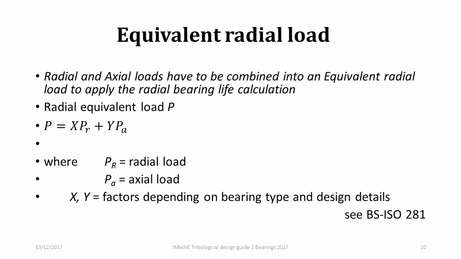So you may have noticed there was a thing called PR, the equivalent radial load. We need this little mathematical device to deal with a situation where the load may not be pure radial, but a combination of radial and axial loads. And the effect of axial loads on the effective radial load differs for various forms of ball and roller bearings. So we have these two factors, X and Y, which vary with the bearing type and design details, and again, if you go to BS ISO 281, you can find those in detail for real calculations.